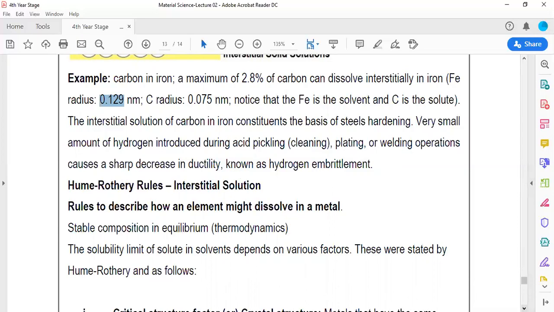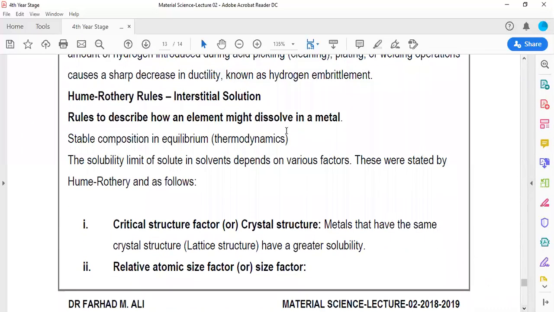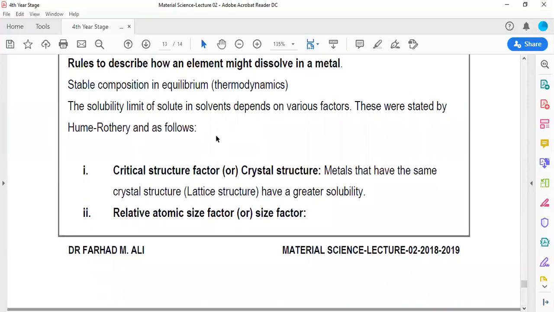Okay. Go to the rules. As we've seen with substitutional, we have rules with interstitial solution and they describe how an element might dissolve in the metal. Stable composition in equilibrium. We have equilibrium, stable, thermodynamic, should be stable, not change. The solubility limit of solute in solvent depends on various factors. The word solubility limit means how much you can add of that solute to the solvent to make an interstitial alloy.